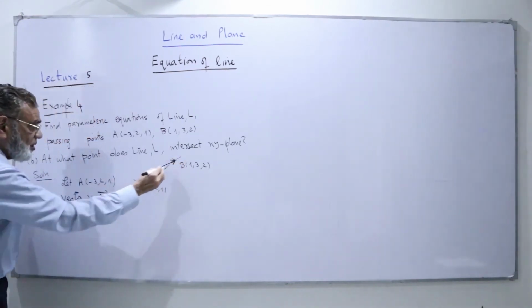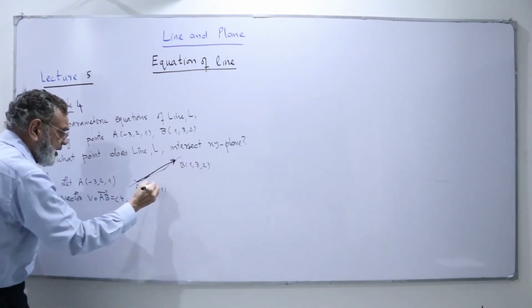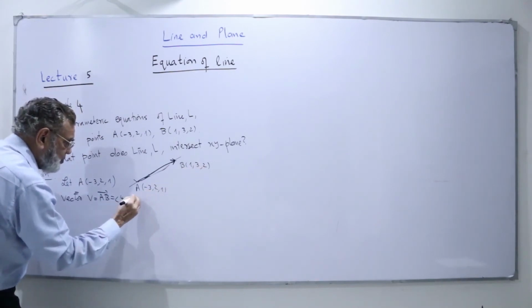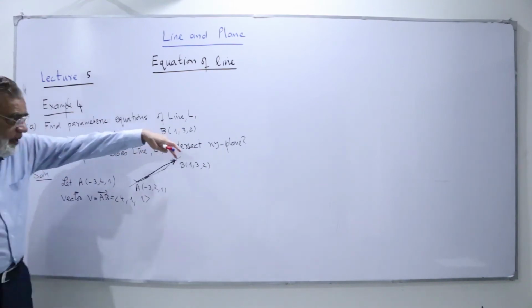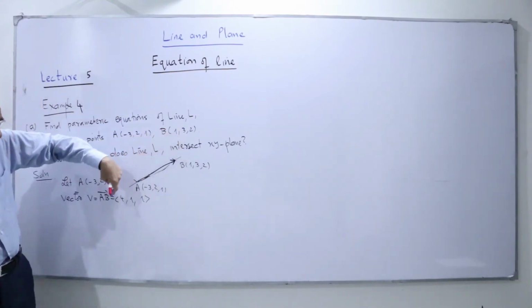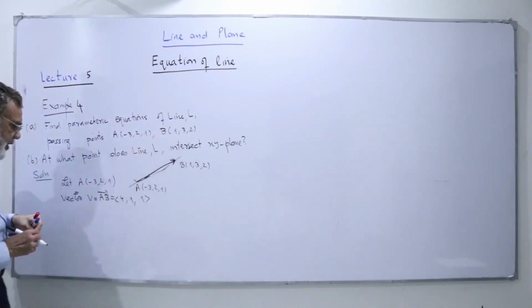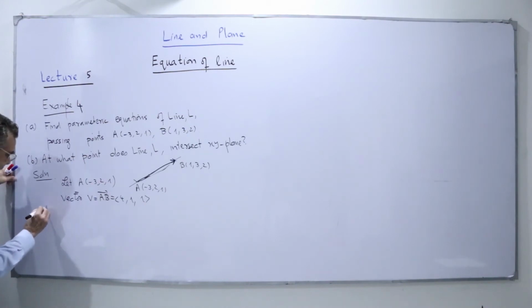My AB is equal to 1 minus -3, which is 4, 3 minus 2, which is 1, and 2 minus 1, which is 1. So my vector is 4, 1, 1. So I have the point and I have the vector, and I can write the parametric equation of the line.